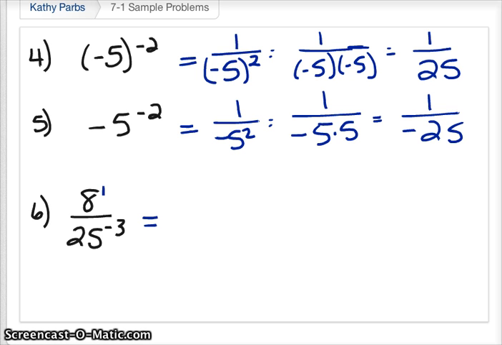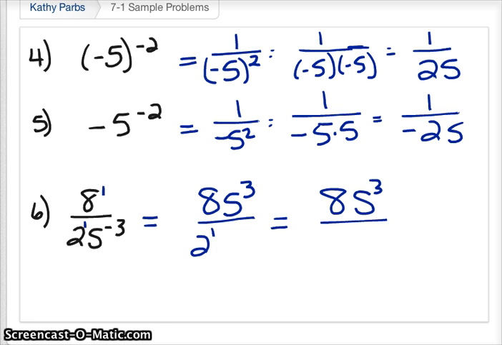Our 8 has a positive 1 exponent, so it's going to stay in the numerator. Our 2 has a positive 1 exponent, so it's going to stay in the denominator. Our s has a negative 3 exponent, so we're going to move it up to the numerator and change it to a positive. So you can leave the exponent on this 2, or you could just write 8s to the third divided by 2. 8 divided by 2 is 4, so that would simplify to 4s to the third.